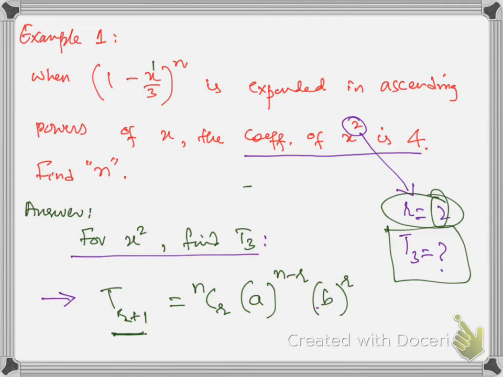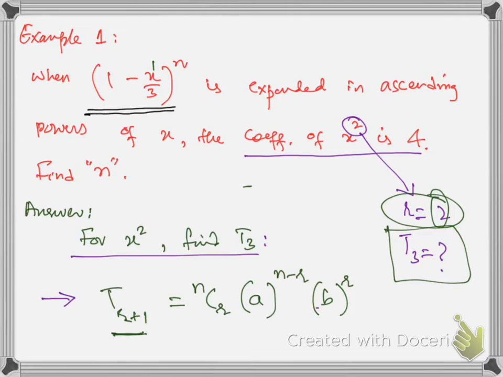Example number 1. When this expansion, (1 minus x upon 3) whole power n, is expanded in ascending powers of x, the coefficient of x square is 4. Find n. So it's mentioned the coefficient of x square is 4, therefore the term should be T3. When r is 2, then T will be 3. Answer: for x square find T3. You can also expand this expansion.